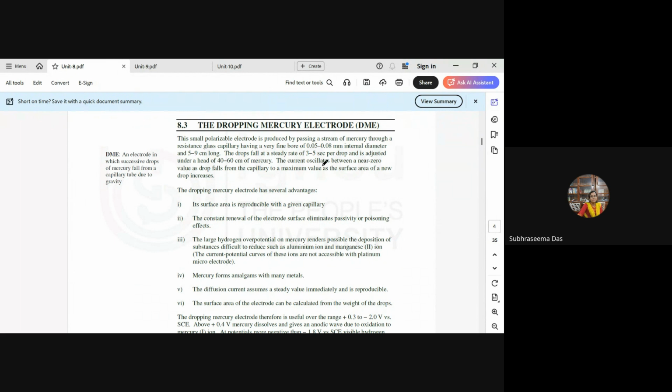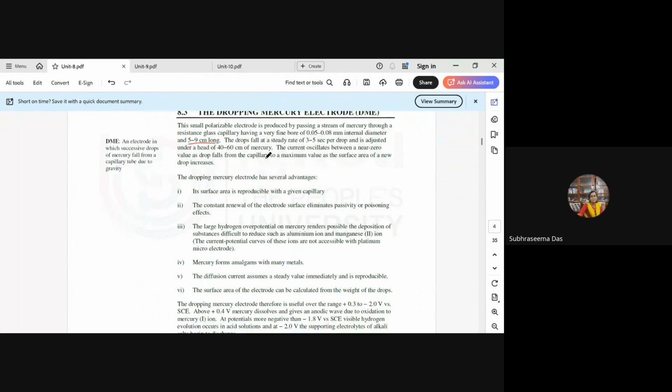It is produced by passing a stream of mercury through a resistance glass capillary of very fine internal diameter, typically 5 to 9 centimeters long. The mercury drop falls at a steady rate of 3 to 5 seconds per drop, and we can also adjust it. The current oscillates between a near zero value as the drop falls from the capillary to a maximum value as the surface area of the new drop increases.